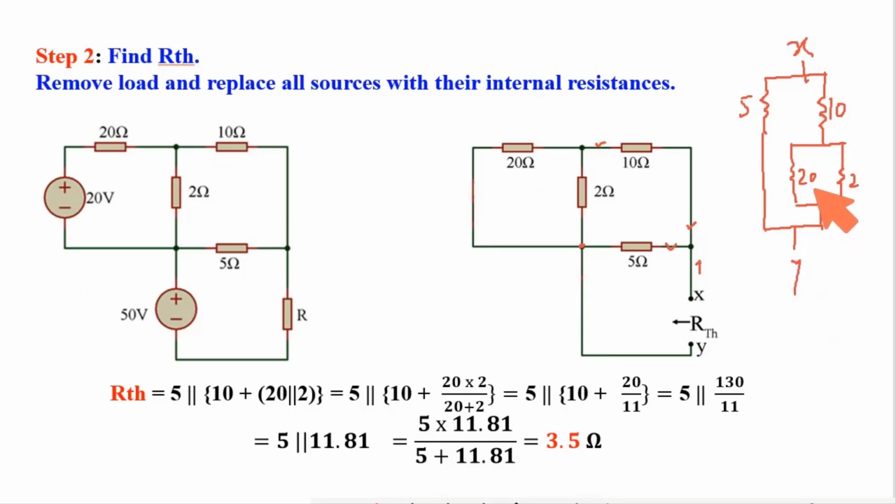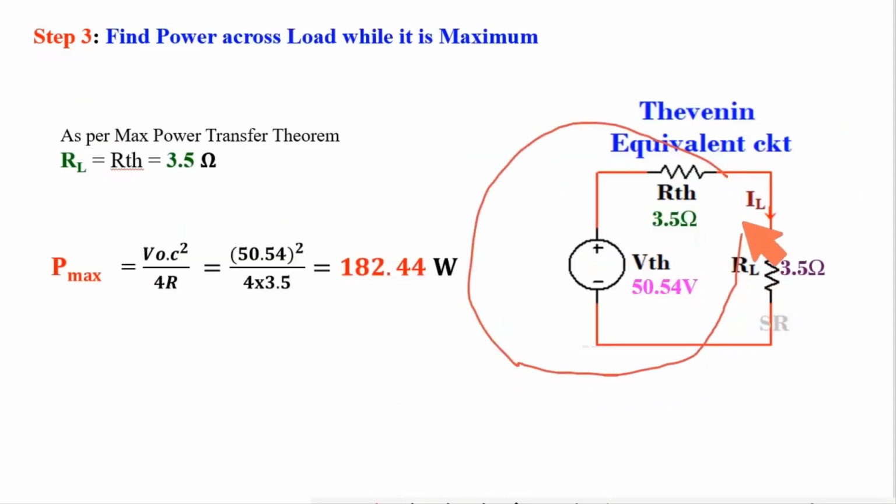Now it is very easy to understand that first 20 and 2 are in parallel. It will be in series with 10, and the equivalent of this is in parallel with 5. Ultimately, after calculation, I got the value of RTH is 3.5 ohm. So this is the equivalent Thevenin circuit. Thevenin voltage is 50.54, Thevenin resistance is 3.5.